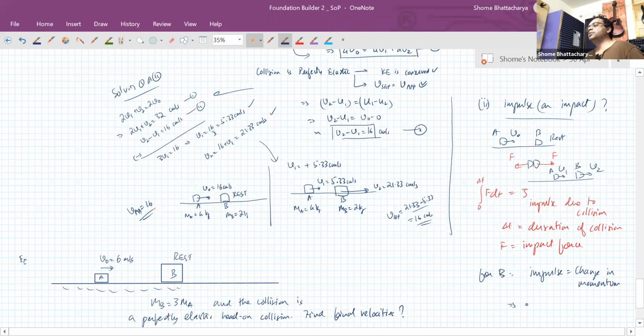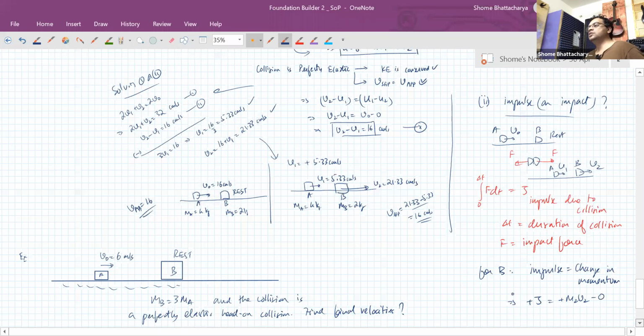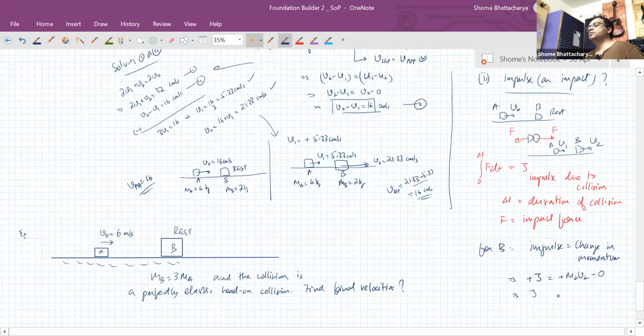So we can see that the impulse is in the positive x direction and the change in momentum is also in the positive x direction. It is plus m2 v2 minus 0. Initial momentum was 0. So the collisional impulse will be the mass of B, which was 2 kg, times this velocity, 21.33 centimeters per second. So it is 42.66 kilogram centimeters per second.